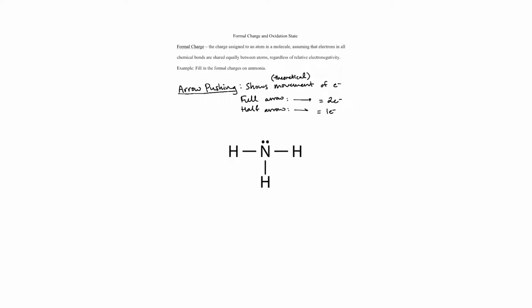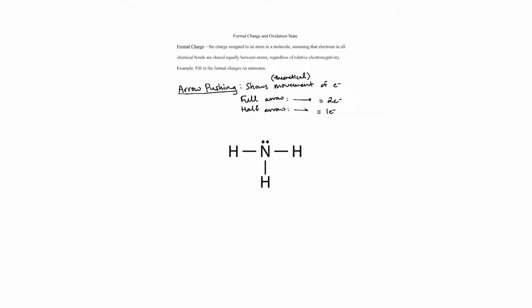I want to take a few minutes to talk about formal charge and oxidation state, and a few of the similarities or differences between them. Recall that they're both ways to put charges on atoms, either individually or in structures, and we can use a technique called arrow pushing to help us do this.